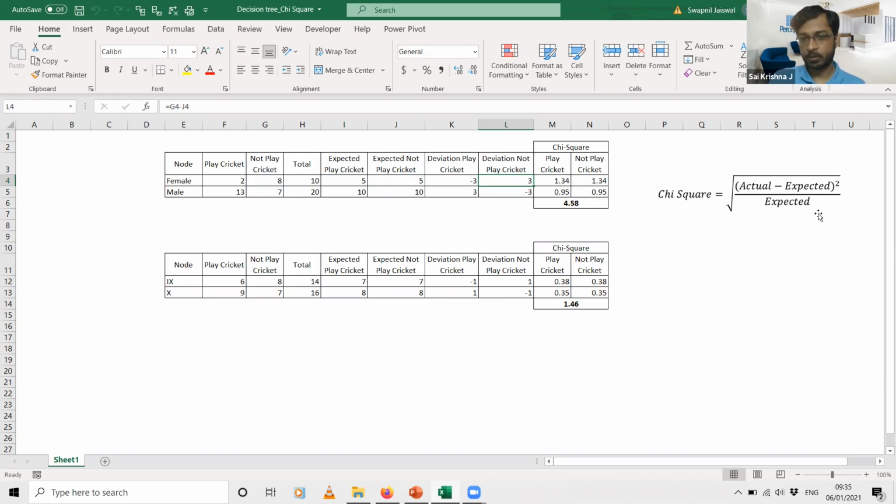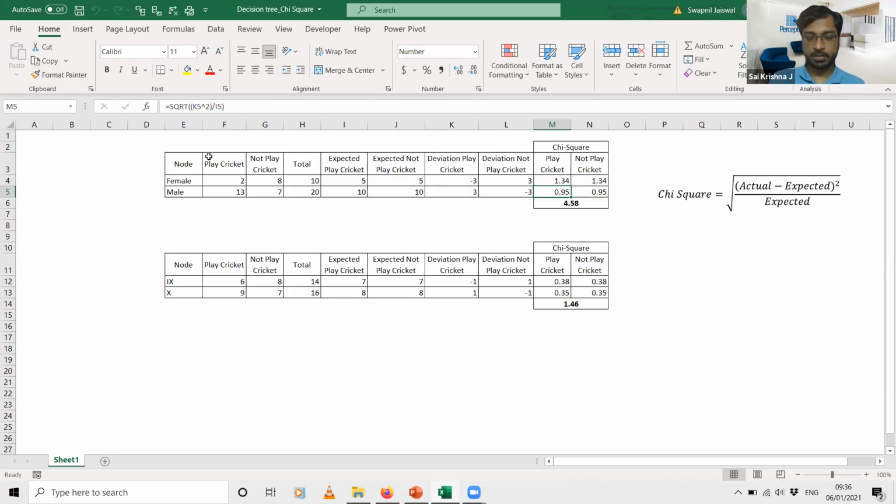That's it. Okay. And then you calculate this chi-square value, which uses this formula: actual minus expected, the whole square, divided by expected. Now, actual minus expected is what we call the deviation. This chi-square we calculate for both categories, playing cricket as well as not playing cricket. So the deviation minus 3, the whole square, divided by expected, that is 5, and the square root of this entire thing. So 9 by 5, and you take the square root, which gives you 1.34. Similarly for the other categories as well. Not playing cricket, and the same thing for the male subgroup. So 3 square divided by 10 and the square root of that value.